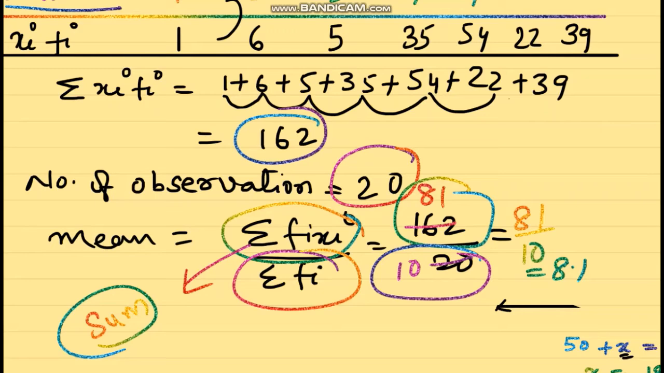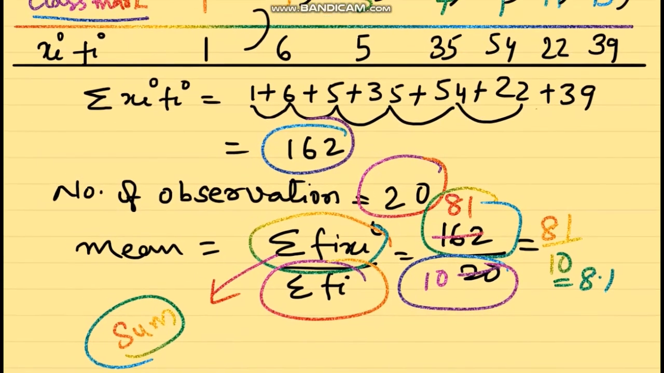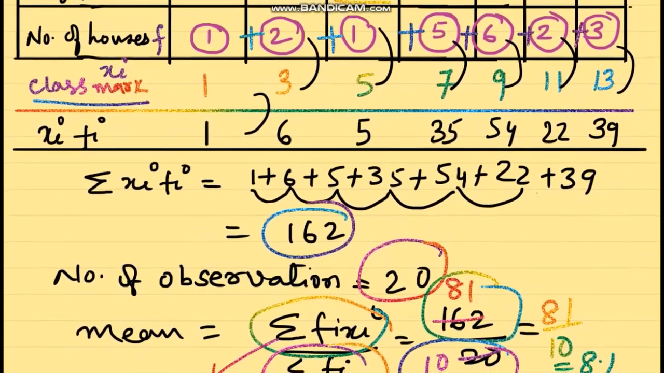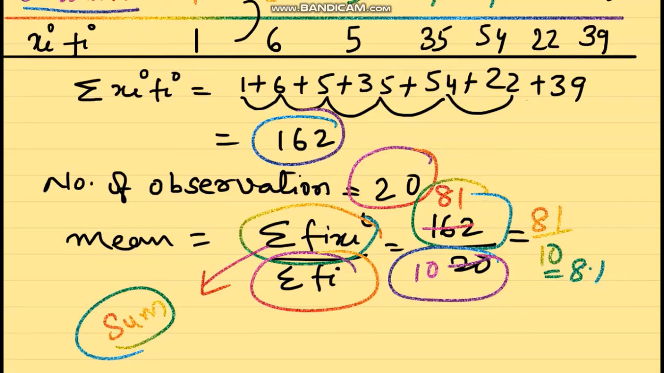So the sum of the total number of plants planted by all the houses is equal to 162, and the number of houses is equal to 20. So you are getting 81 by 10, and that is 8.1. So what you can say here is the average number of plants planted by each house is 8.1.